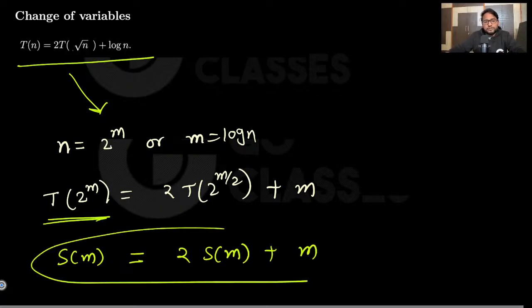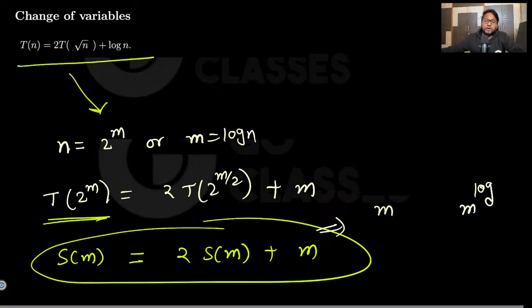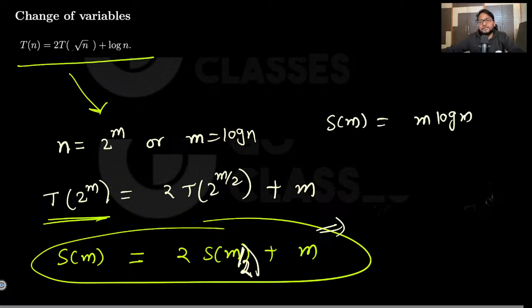Now can you solve this using Master's theorem? Using Master's theorem, what will you say? This is m, and this is m power log base b. Sorry, this is m by 2. So basically a and b are equal, so this is also m. Both are m, so m log m is the answer using the Master's theorem, because both are the same quantity. So we have got S of m equal to m log m. This is the answer we have got using the Master's theorem.